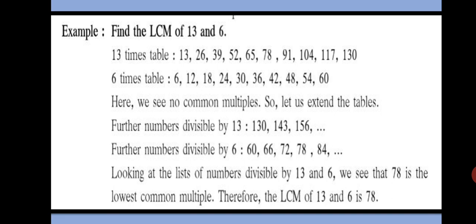Now do we have a common multiple? Check. We have got 78 as a multiple of 6 and we have also got 78 as a multiple of 13. The first common multiple. So looking at the list of numbers divisible by 13 and 6, we see that 78 is the lowest common multiple. Therefore, the LCM of 13 and 6 is 78.